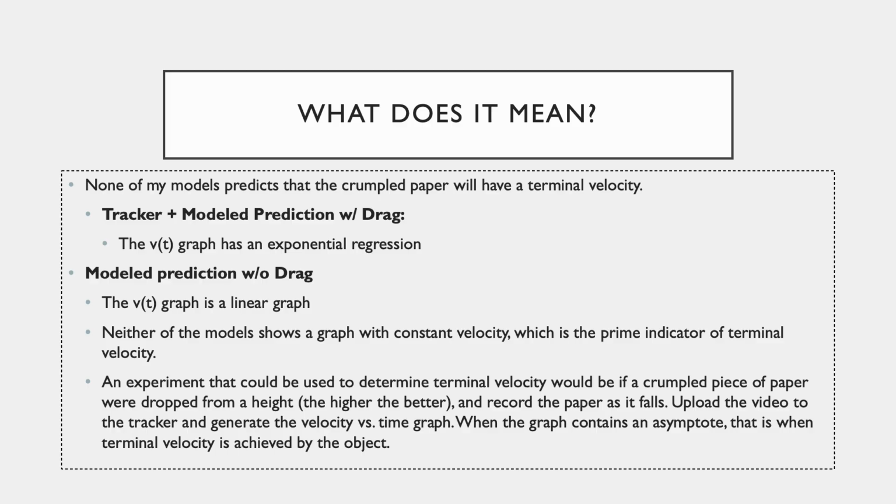One way we could test for terminal velocity would be if we dropped a crumpled piece of paper from a high platform and recorded it as it fell. We would upload the video into Tracker and generate a velocity versus time graph. And if the paper spent a long enough time in the air, the velocity versus time graph would have a clear asymptote that indicates that it reaches terminal velocity.